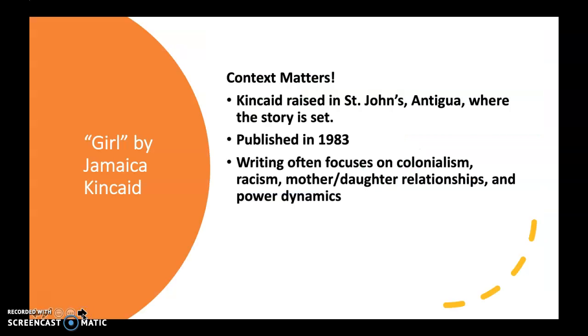You have two pieces that you will be looking at and working with today and for class today. You're reading Girl by Jamaica Kincaid, which is like 650 words. Very, very short story.